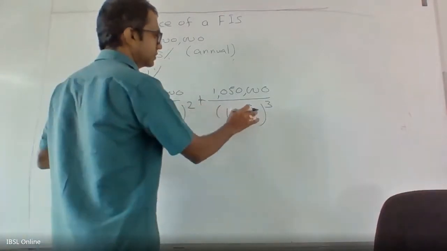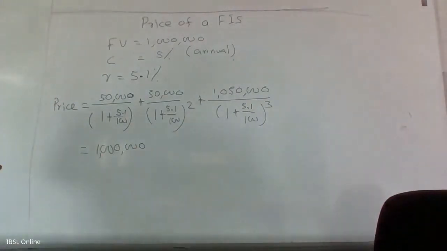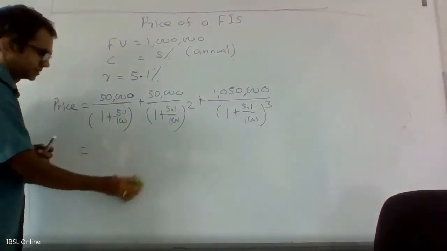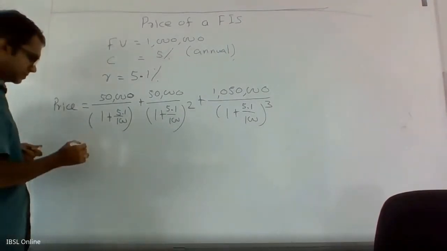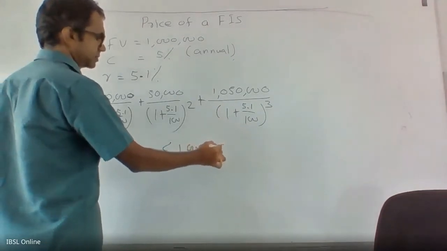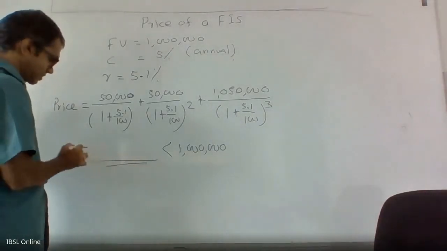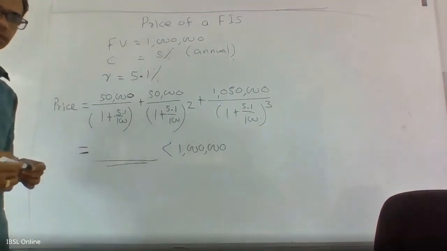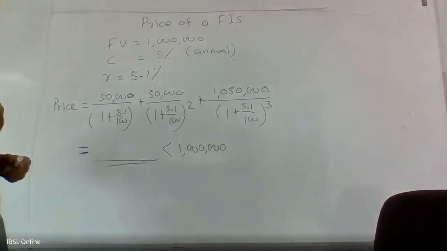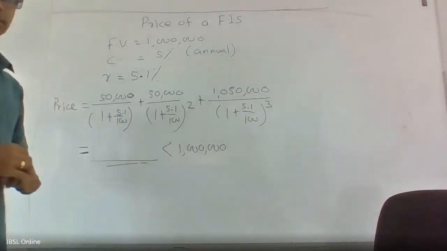Only change here is everywhere this would be 5.1. Then you will get something less than 1 million. I'll give the answer in a short while. Just for the time being, if you can work it out, get the answer. It should be something less than 1 million.